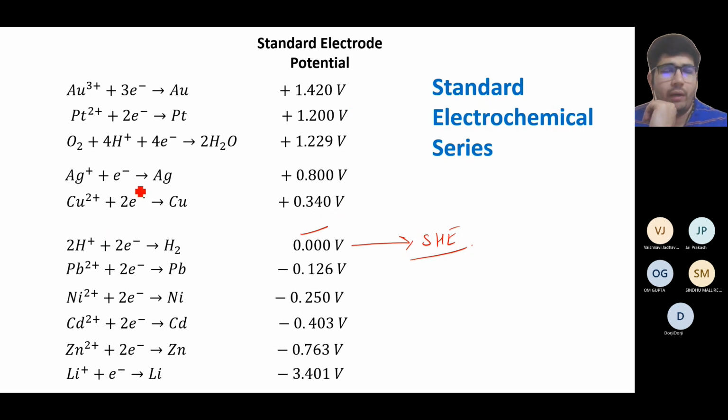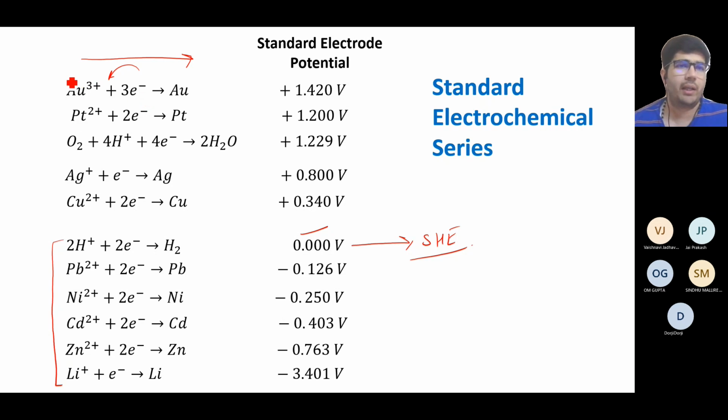So these are all half cell reactions. They are not complete reactions. These are only reduction reactions. You can see the electrons are being gained, they are not losing the particular element. Like here hydrogen is getting the electron and converting to hydrogen. This Pb is getting the electrons and converting to Pb. So all are reduction reactions.